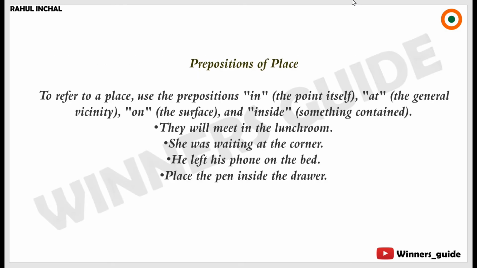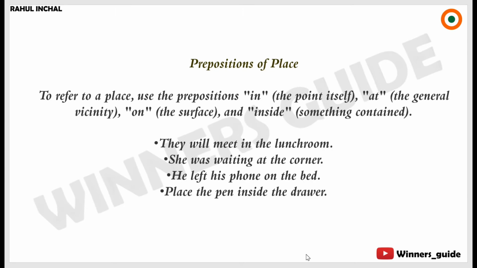Now, prepositions of place. To refer to a place, use the prepositions in, at, on, and inside. In, when the point itself; at, the general vicinity; on, the surface; inside, something contained. They will meet in the lunch break. She was waiting at the corner. He left his phone on the bed. Place the pen inside the drawer.